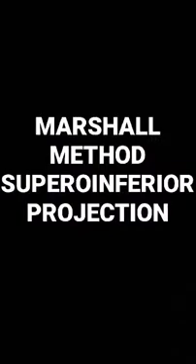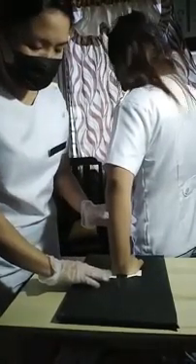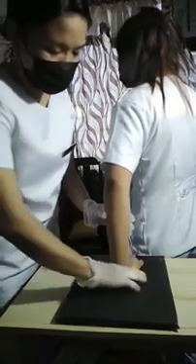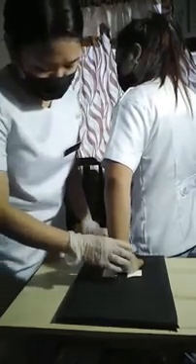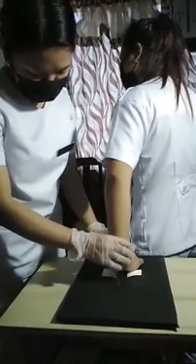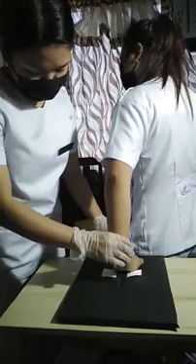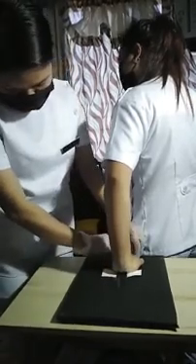Next we have the Marshall method, superior-inferior projection. Patient position, standing at edge of the table. Part position, reach back and place fingers on the edge of the image receptor. Dorsiflex the wrist as much as tolerable and lean forward to position the carpal canal perpendicular to the image receptor.